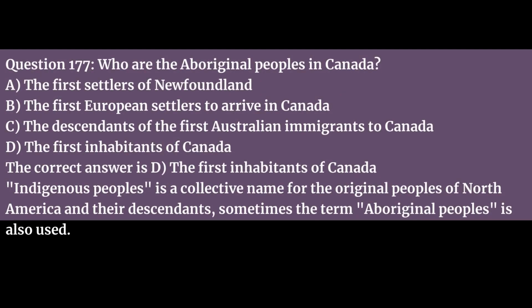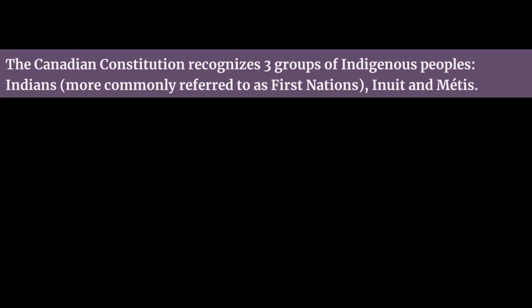Question 177. Who are the Aboriginal peoples in Canada? A. The first settlers of Newfoundland. B. The first European settlers to arrive in Canada. C. The descendants of the first Australian immigrants to Canada. D. The first inhabitants of Canada. The correct answer is D. The first inhabitants of Canada. Indigenous peoples is a collective name for the original peoples of North America and their descendants. Sometimes the term Aboriginal peoples is also used. The Canadian Constitution recognizes three groups of Indigenous peoples: Indians, more commonly referred to as First Nations, Inuit, and Métis.